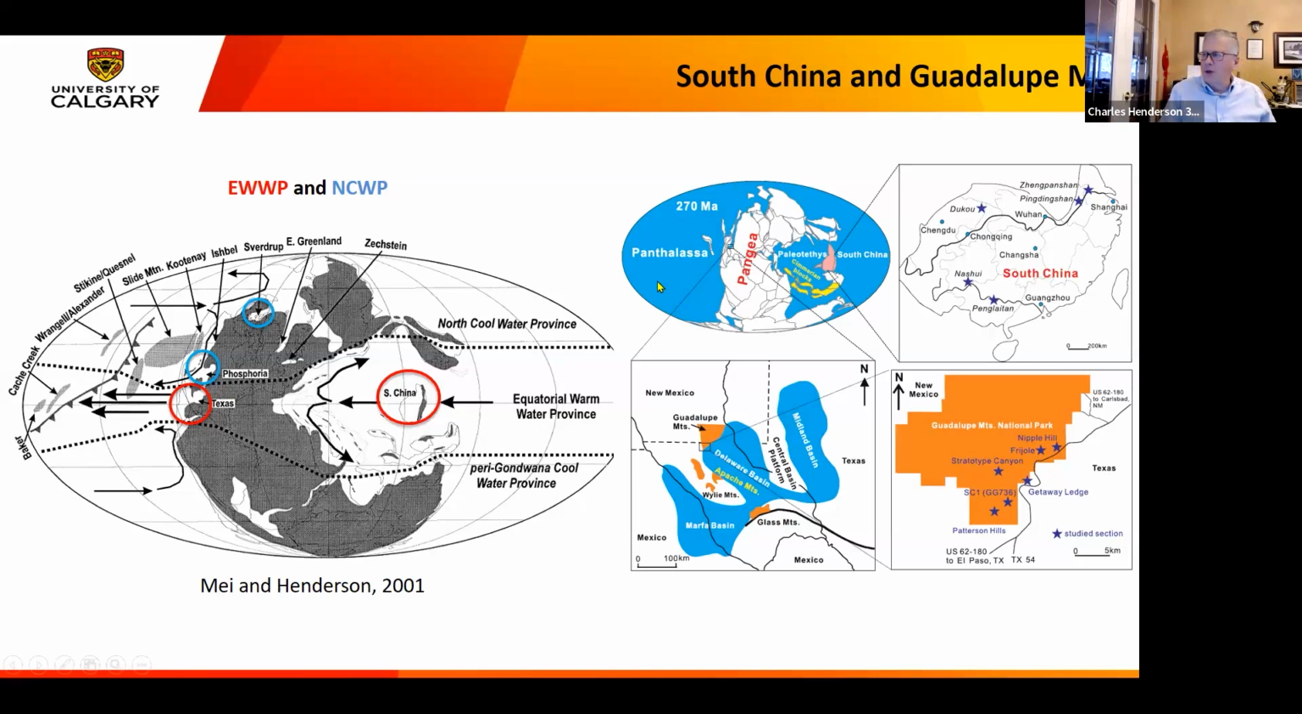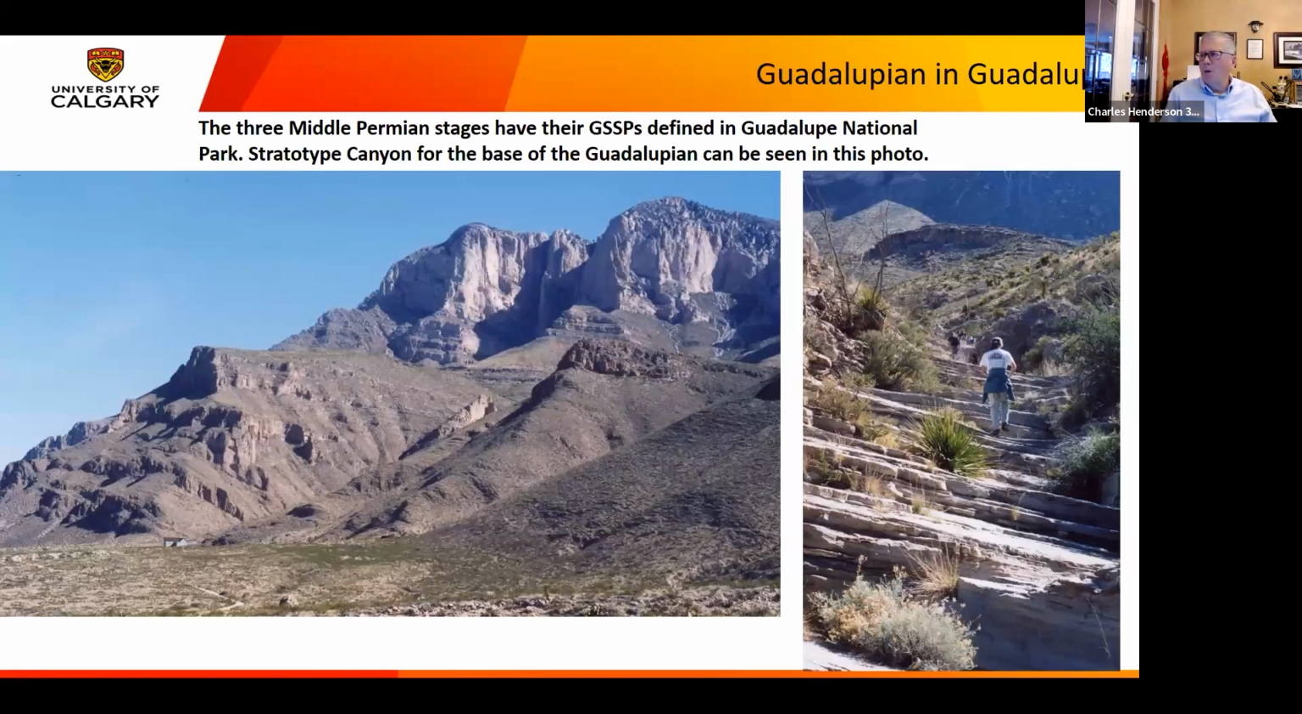Shuzhong has already shown you the locations in the Guadalupe Mountains National Park and a number of localities within China. Well, here's some amazing outcrop in the Guadalupe Mountains, and this whole park is going to become one of the World Heritage Sites.